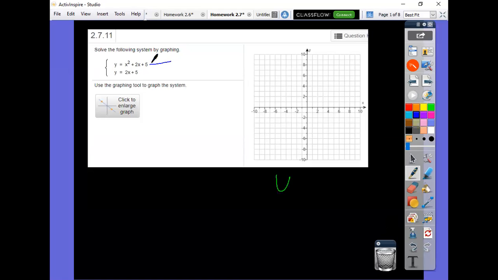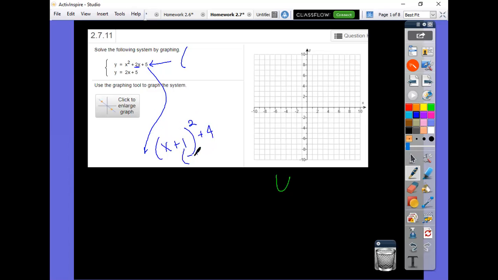and then we need to find our vertex here. Whichever method you want to use. This one doesn't look like it'd be too bad to do that completing the square thing, where you go half of this 2 is a 1. And now I have 1 squared, which is 1. I'm supposed to have a 5, so I got to add 4 more out here.